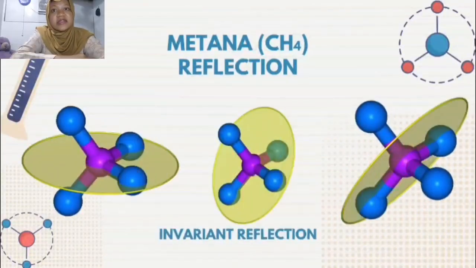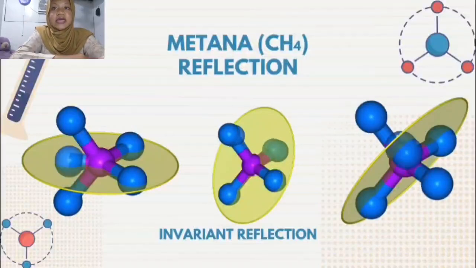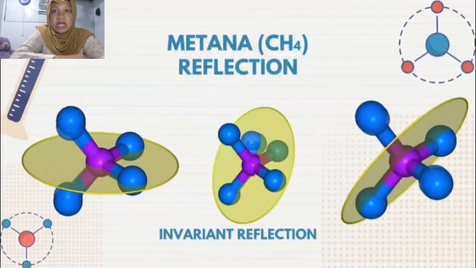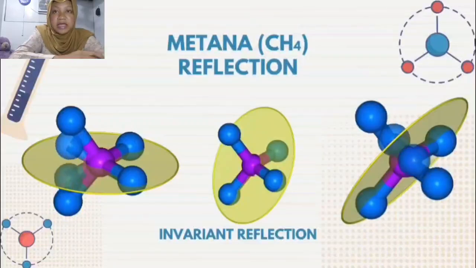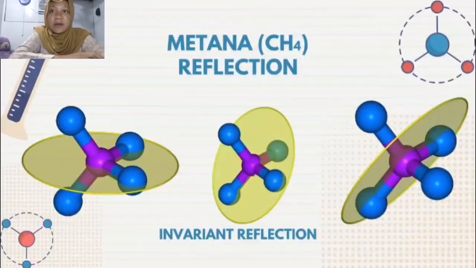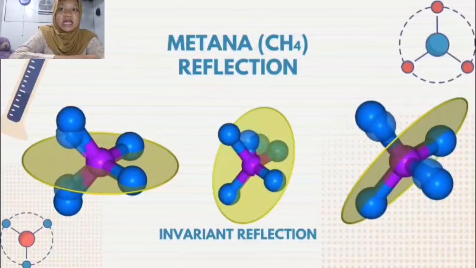And methane has several reflection planes, or mirror planes, due to its highly symmetrical shape. In reflection, each mirror plane divides the molecule into two identical parts. In methane, these planes pass through the central carbon atom and intersect the hydrogen atom pairs.